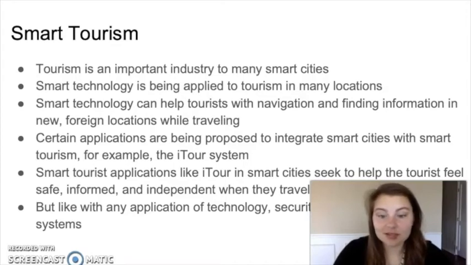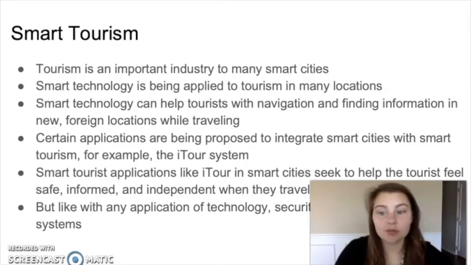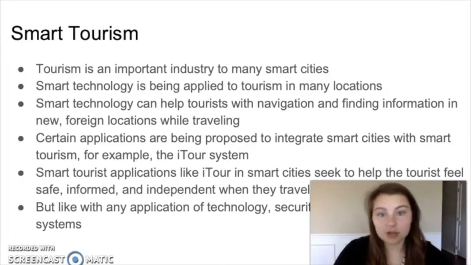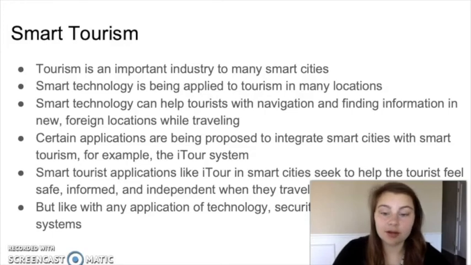Certain applications are being proposed and developed in order to integrate smart city infrastructure with smart tourism, for example, the iTour system, which we reviewed in our survey project. These applications seek to make the tourist feel safe, informed, and independent while they travel, because traveling can be a very overwhelming experience and sometimes you don't speak the language that other people are speaking around you.